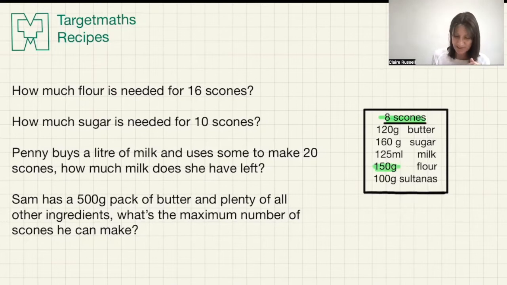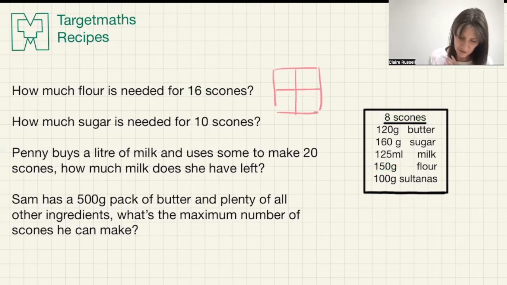And I have my third piece of information, which is the number of scones that I actually do want to make. Okay. Now I'm just going to take the highlight off in case I want to highlight anything else in the future. All right. So this is how it would look if we were to set it up in our boxes and labels. So I've got my flour and I've got my scones. I've got 150 making 8 and I want to know how many will make 16.